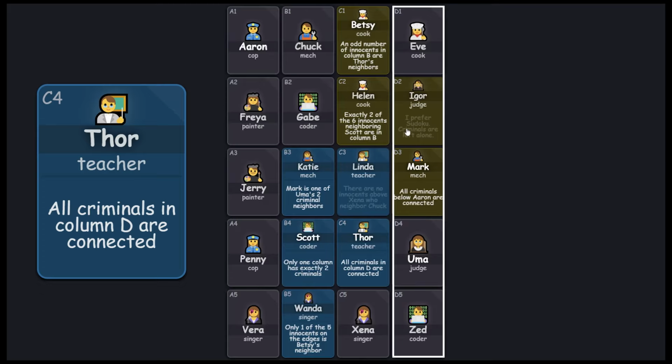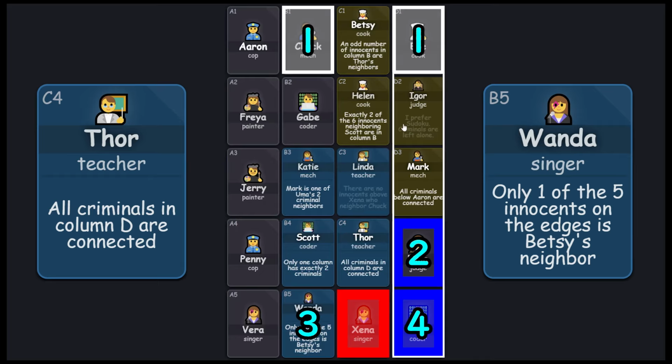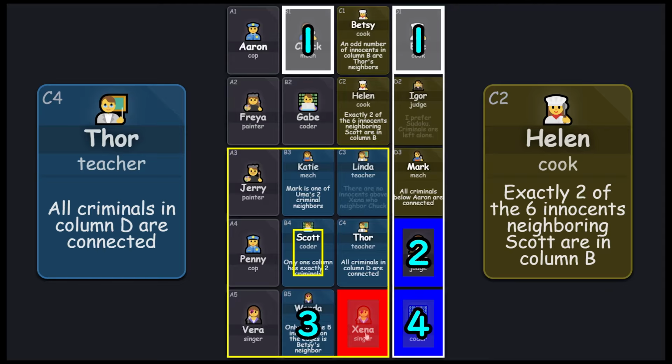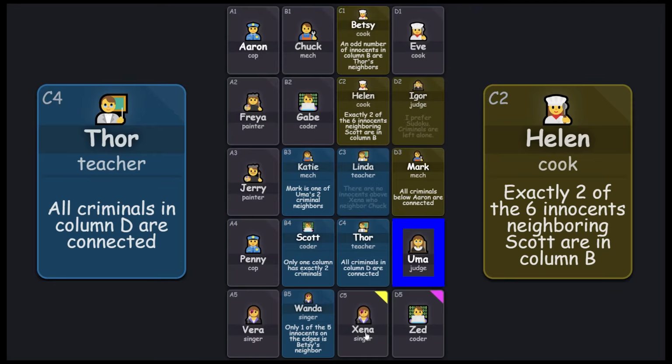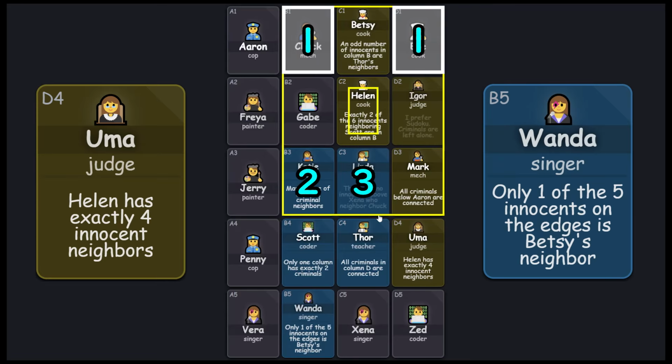We can do the same on the bottom side. Let's assume Uma is innocent. Then Zed must be innocent, and Zena must be a criminal. Again, we can now only have one more innocent on the edges, and that means Helen's clue cannot be satisfied. Therefore, we can mark Uma as a criminal. Helen has 4 innocent neighbors. Mark Gabe as innocent.